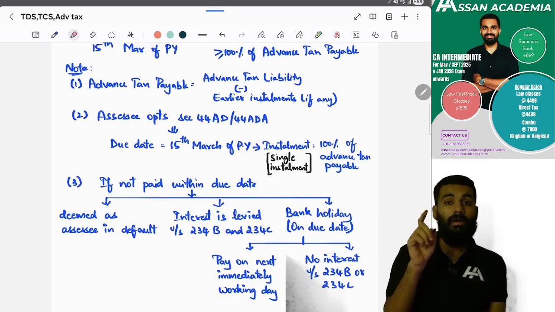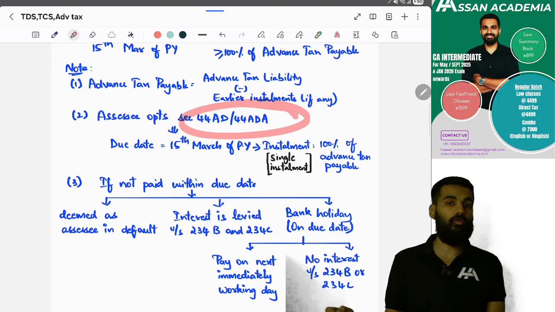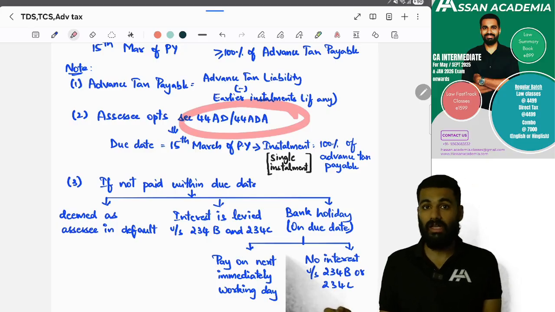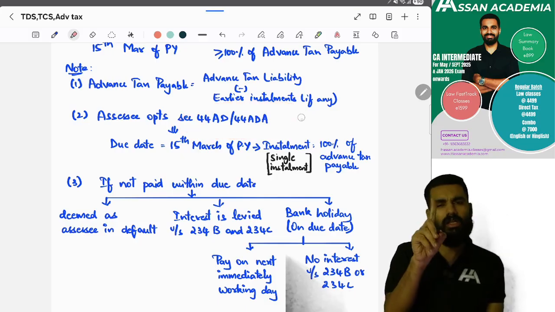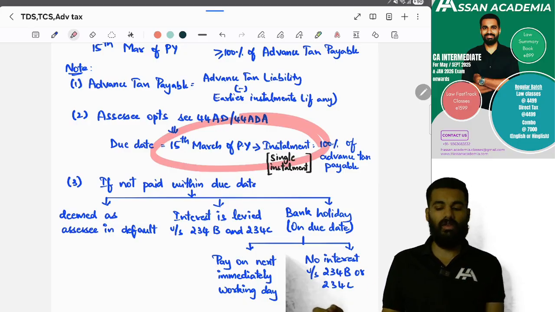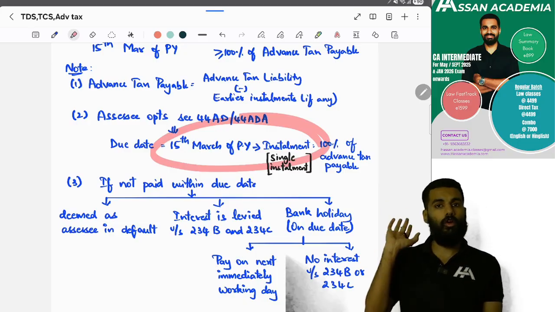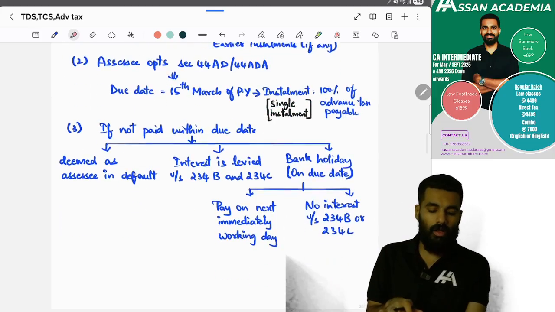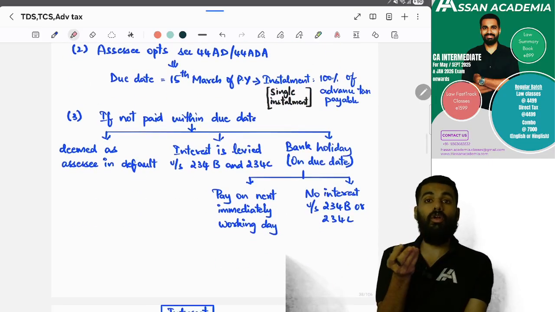But if you are choosing 44AD or 44ADA, remember 8 percent, or 50 percent in case of 44ADA. In this situation, there is only one single installment. You will make payment on 15th of March of the previous year. 100% you will pay on 15th of March. One single installment.